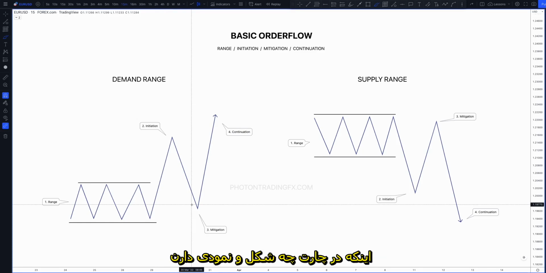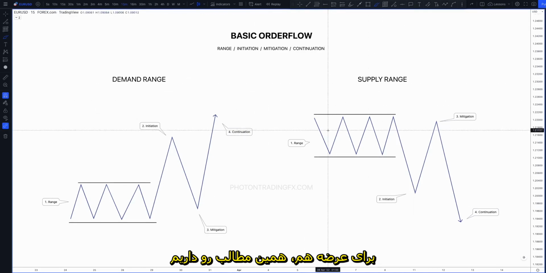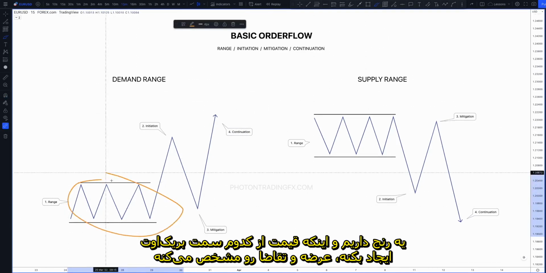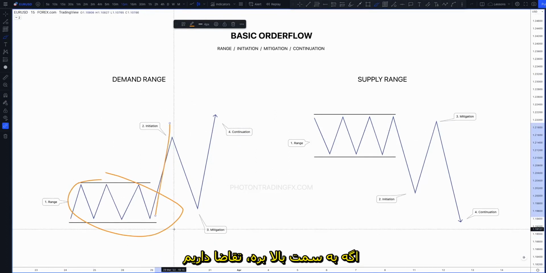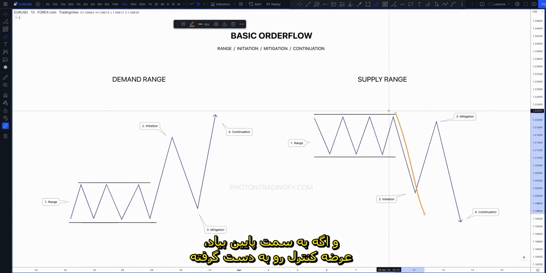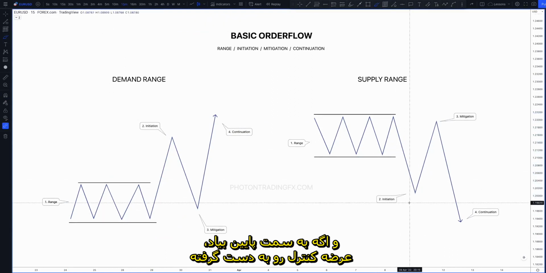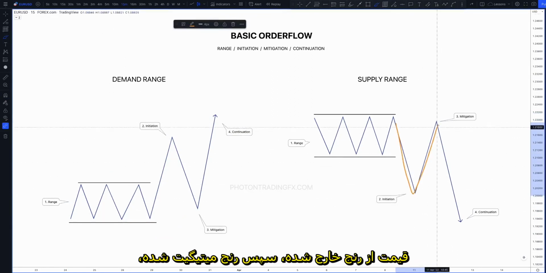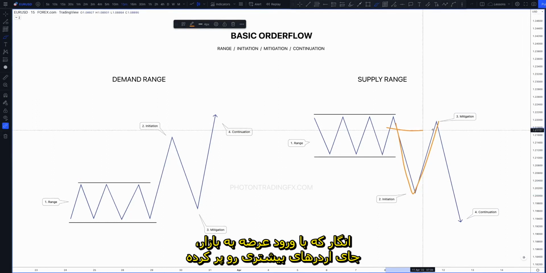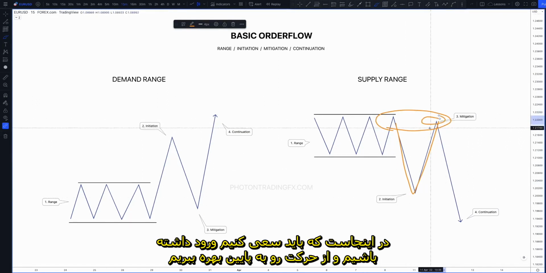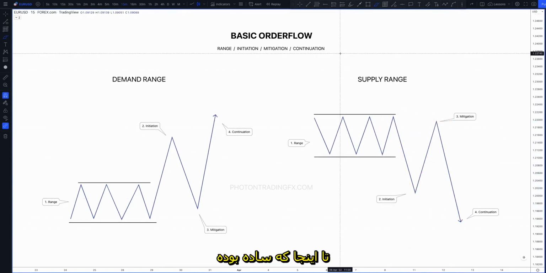So the exact opposite for supply, right? You have a range, and depending on which way price breaks out, it determines whether it's demand or supply. Obviously, if it goes to the upside, then we have demand. And if it comes to the downside, then that's where supply has taken control. So we get that initiation out of the range, mitigation of the range. Think of it as picking up more orders where that supply stepped into the market. And then this is where we want to get in to try and catch that next movement to the downside, to catch that continuation. Okay, cool. Pretty simple stuff, right?